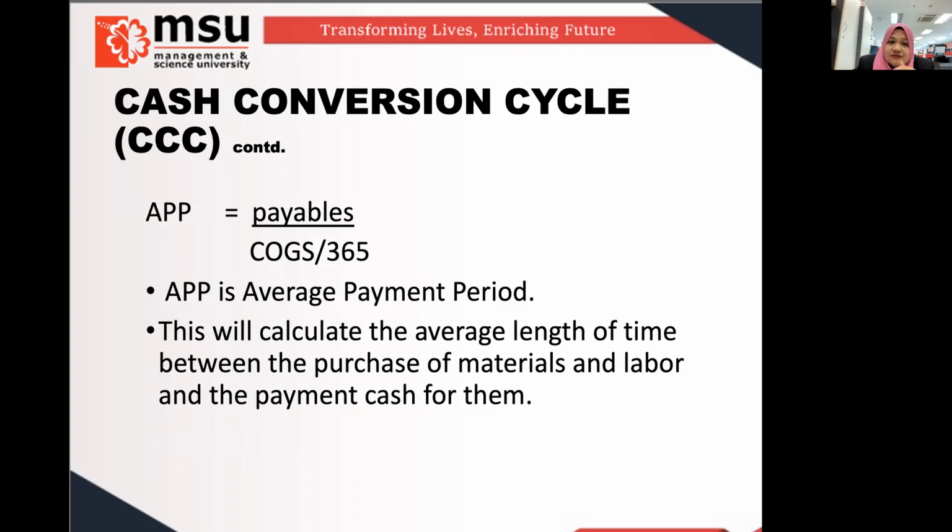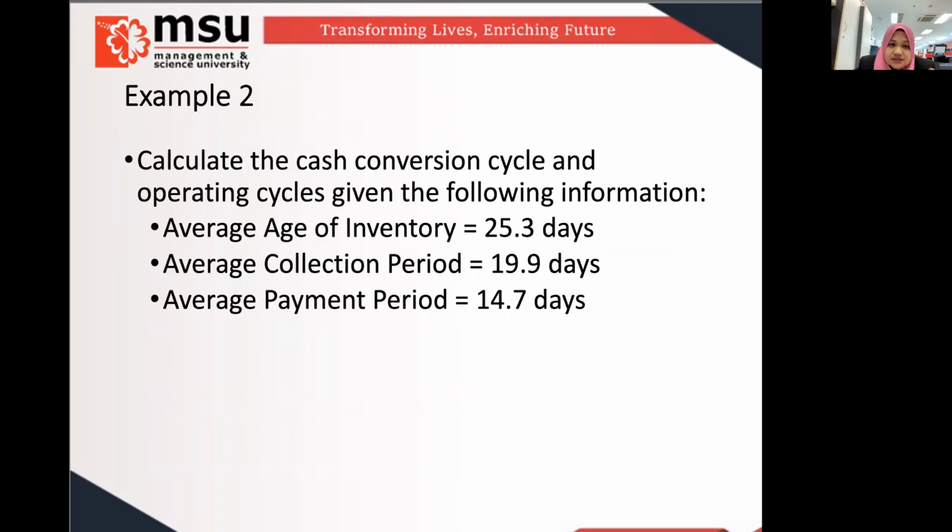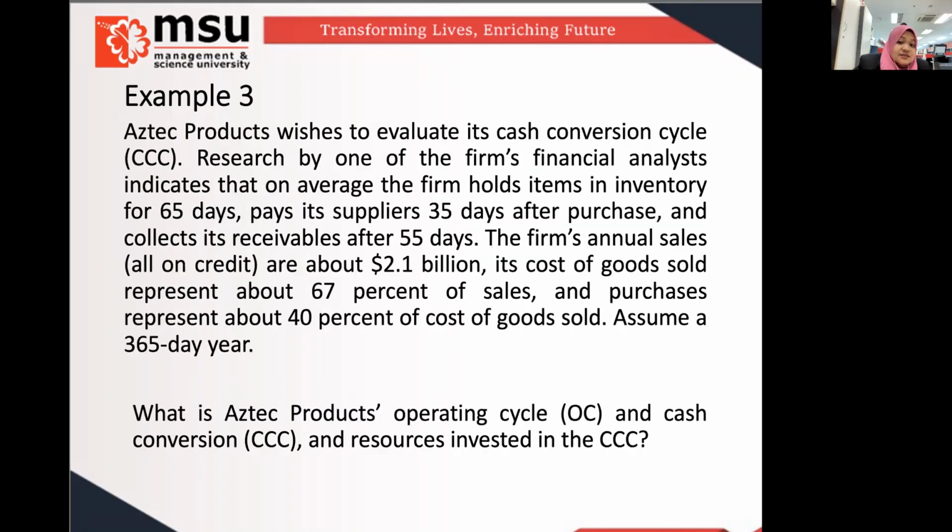All right. So settle for cash management. So this is an example. You can try this example. You've been given average age of inventory 25.3 days. Average collection period is 19.9 days. So you add up 25.3 plus 19.9. So it is operating cycle. So the answer minus average payment period 14.7 days. So the answer will be the cash conversion cycle.